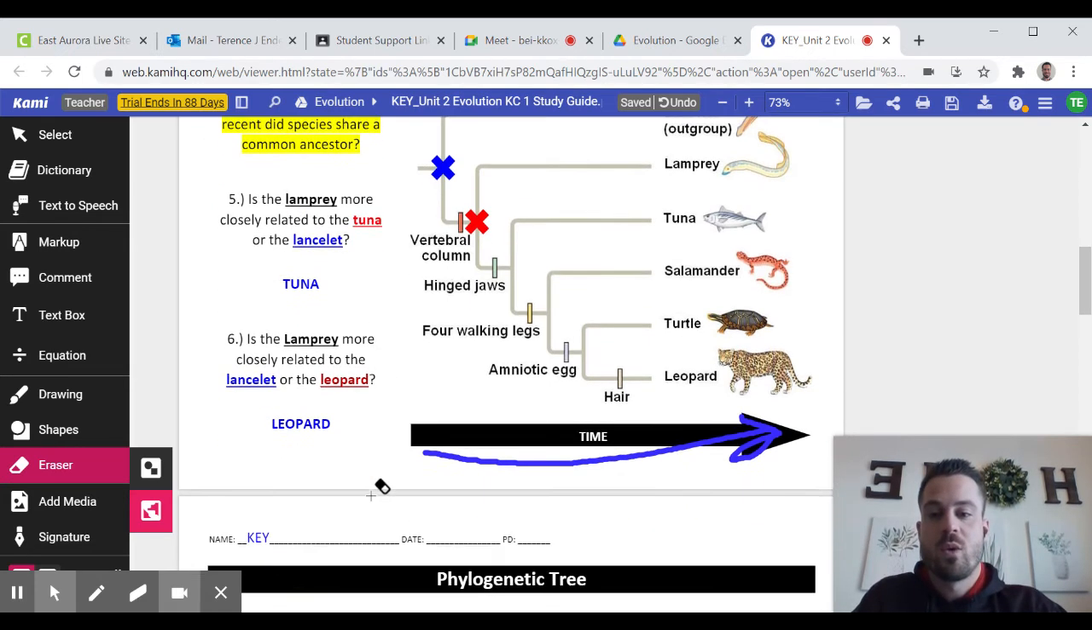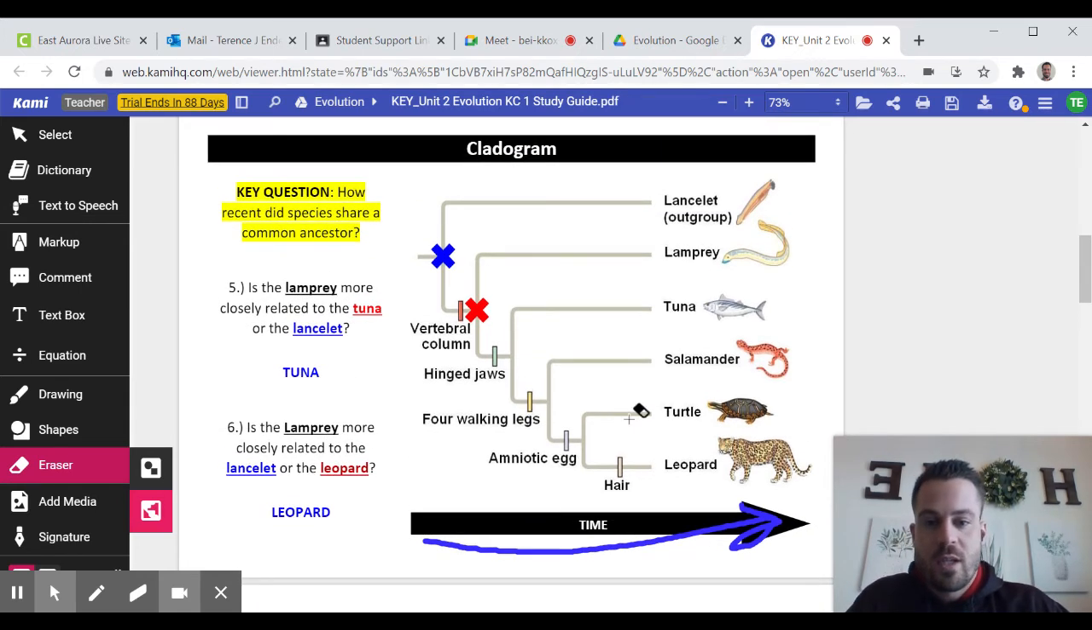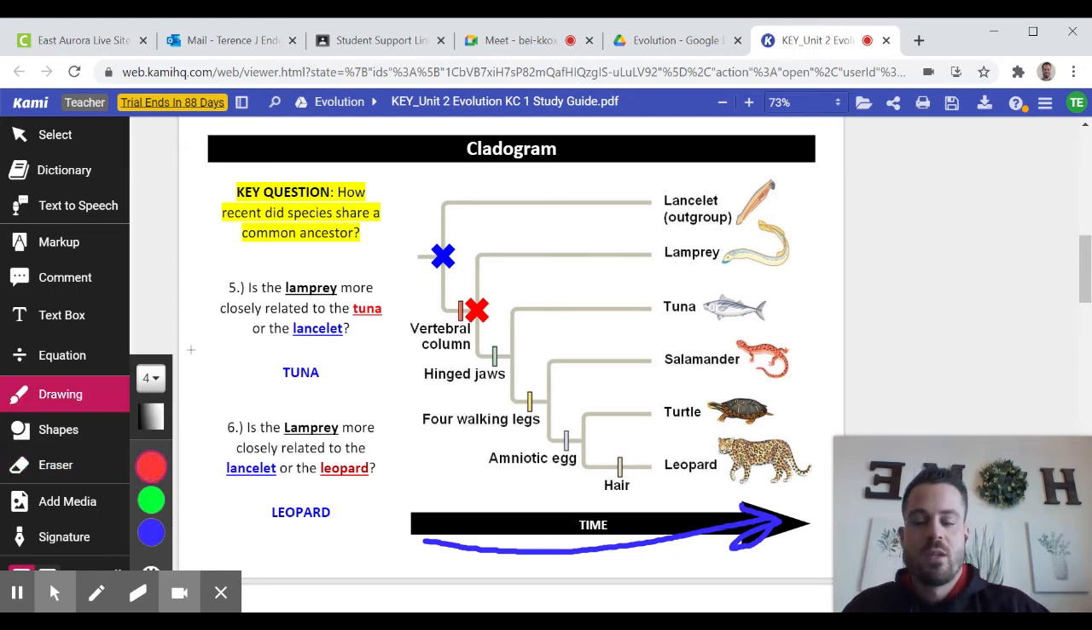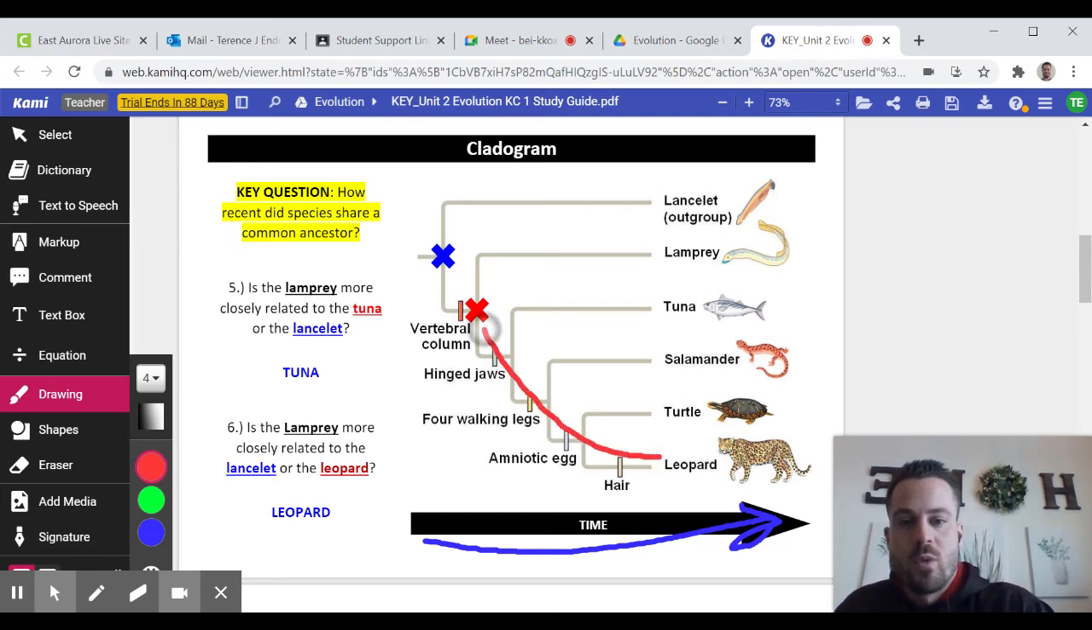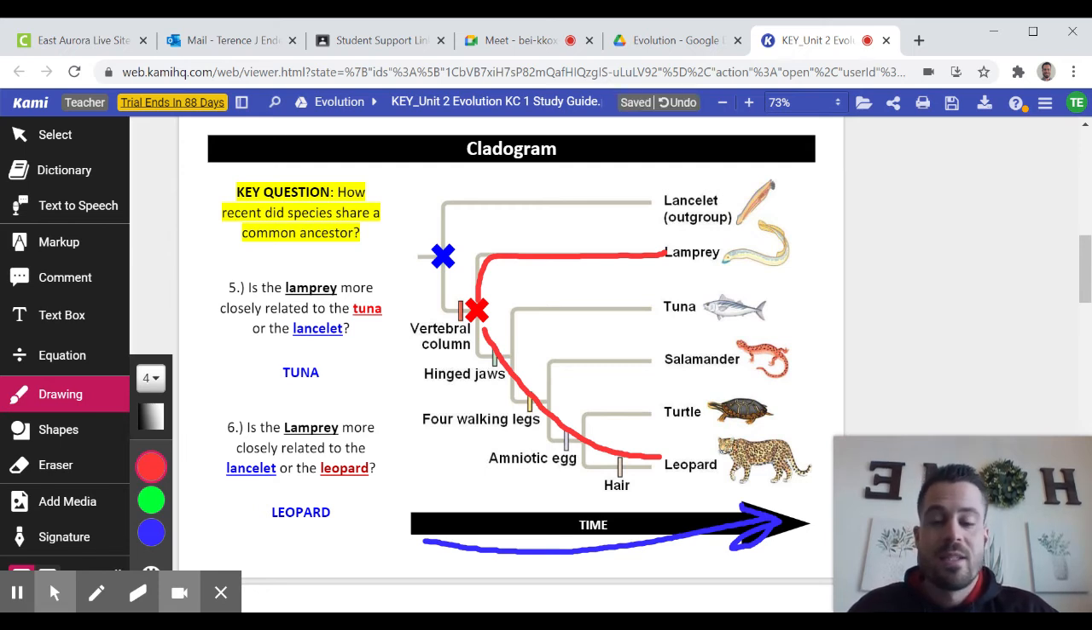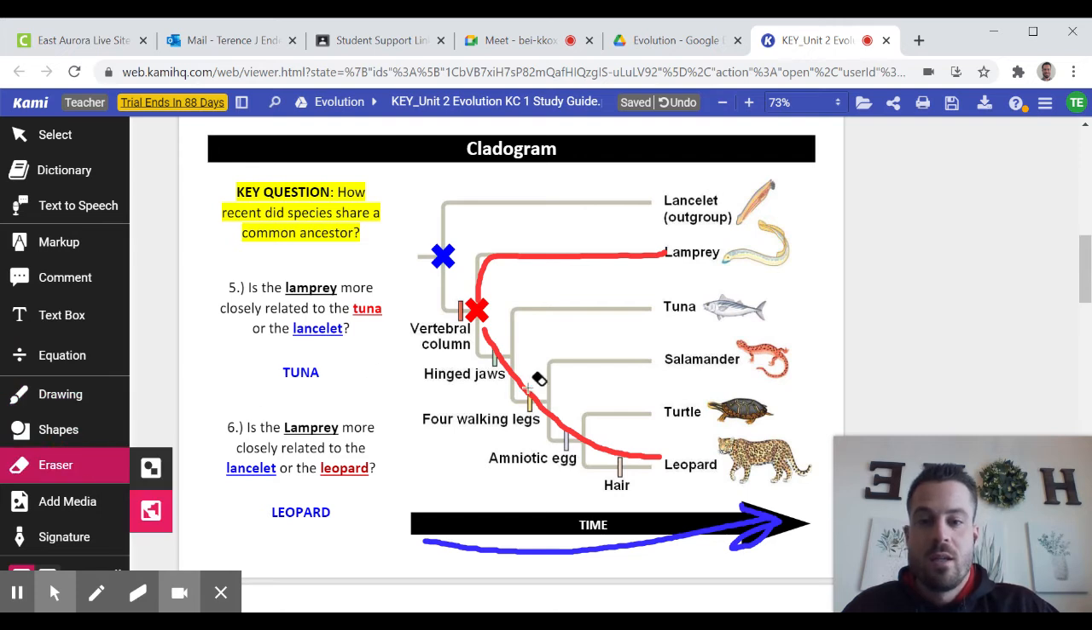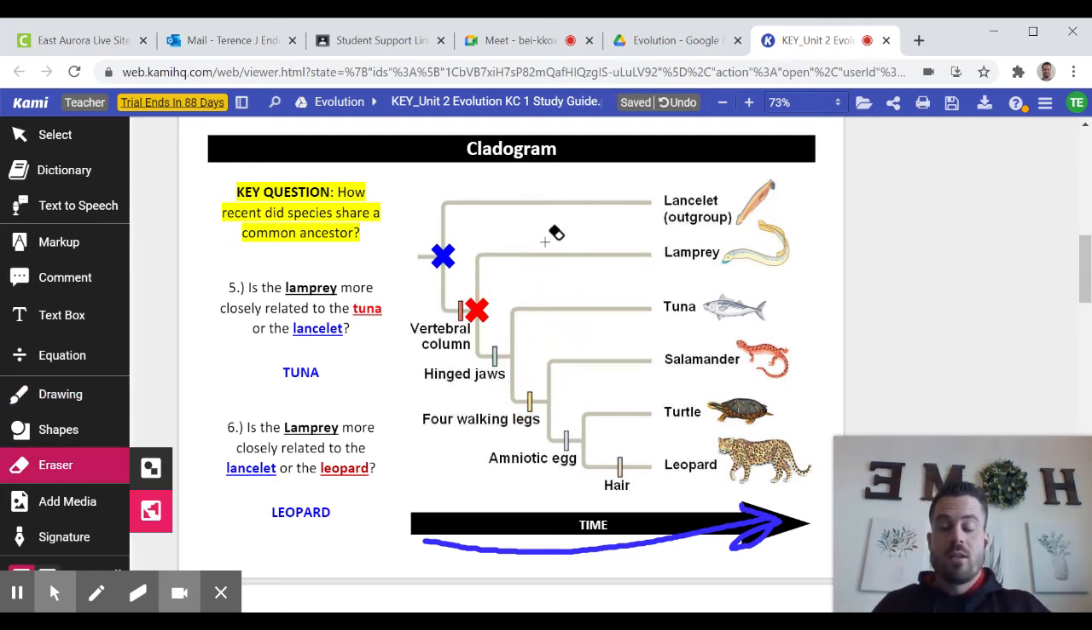Let's do this one down here for the lamprey and the leopard. Now, we actually are able to use the same X's because of how this was set up. So the leopard's most recent common ancestor with the lamprey is the red X, and then the lancet's is the blue X still. So what we find is that this is weird, right? The lamprey is more related to the leopard than it is to the lancet, and the reason, again, is because they share a more recent common ancestor.